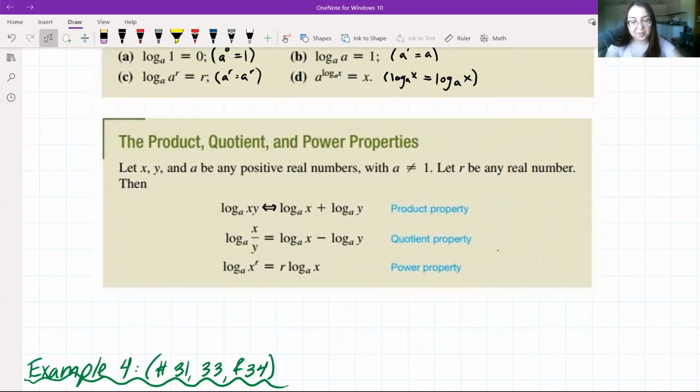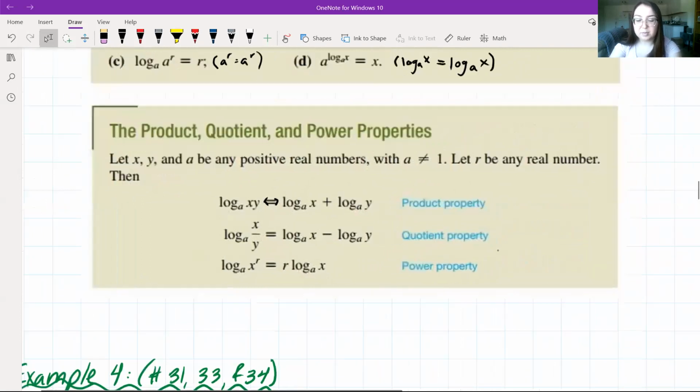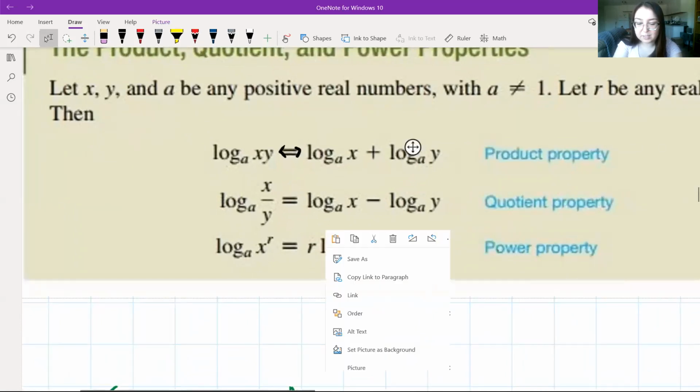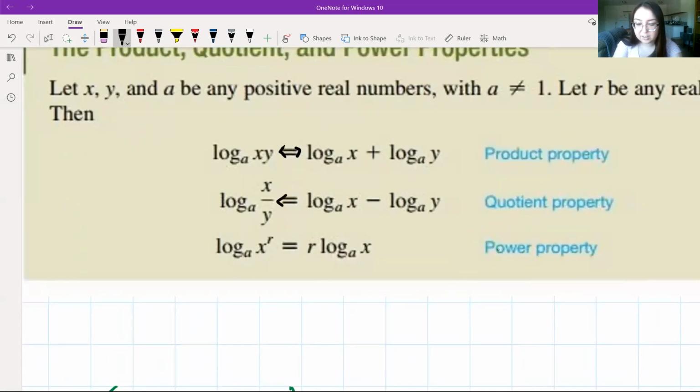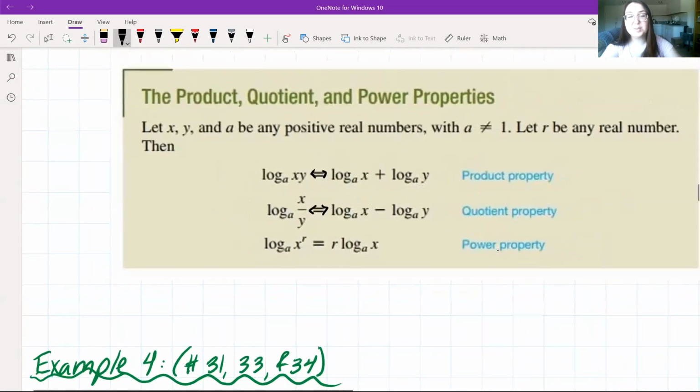All right, so that property works in both directions, so we know that whenever we have one of those terms, we can change it to make it more simple either way. So now we're moving on to our quotient property. So very similar, it's just now instead of multiplication, we're working with division and subtraction instead of addition. This property also goes both ways.